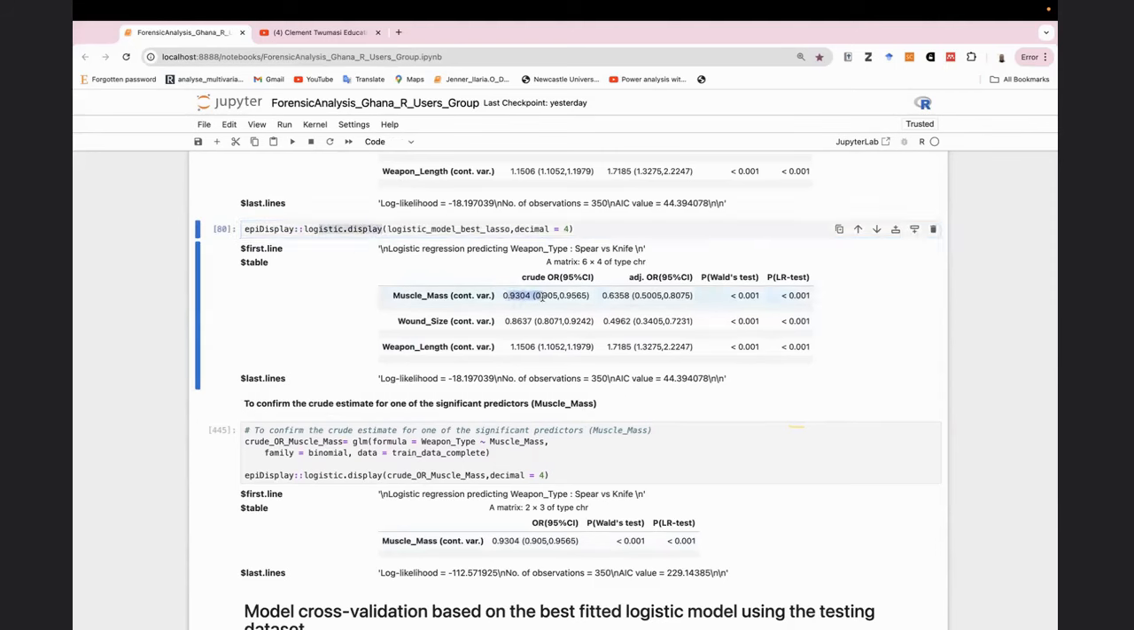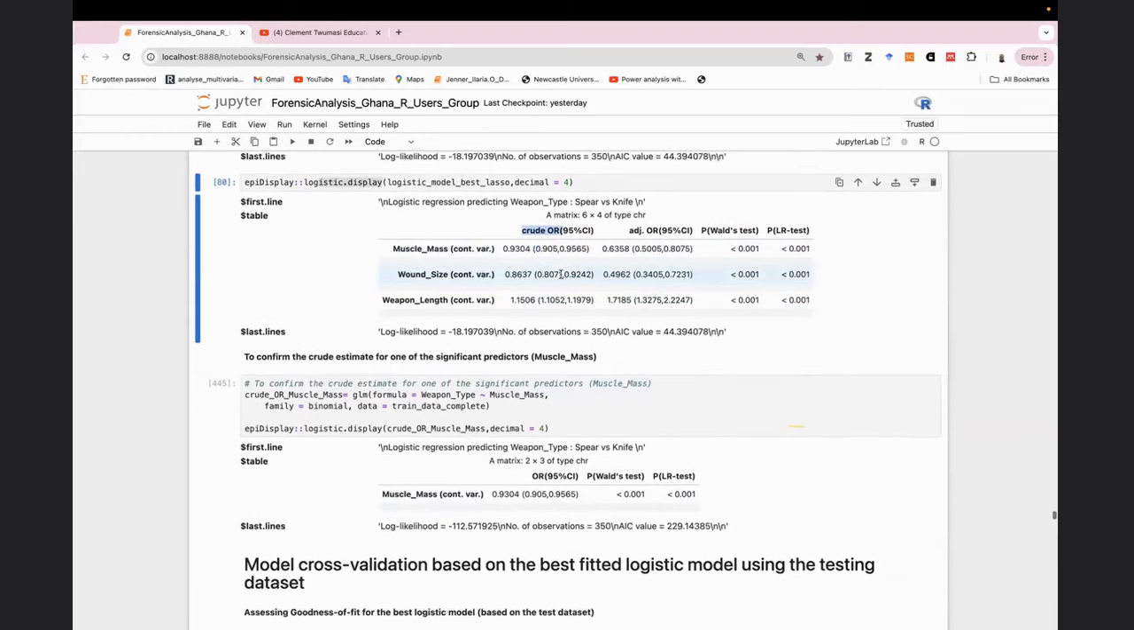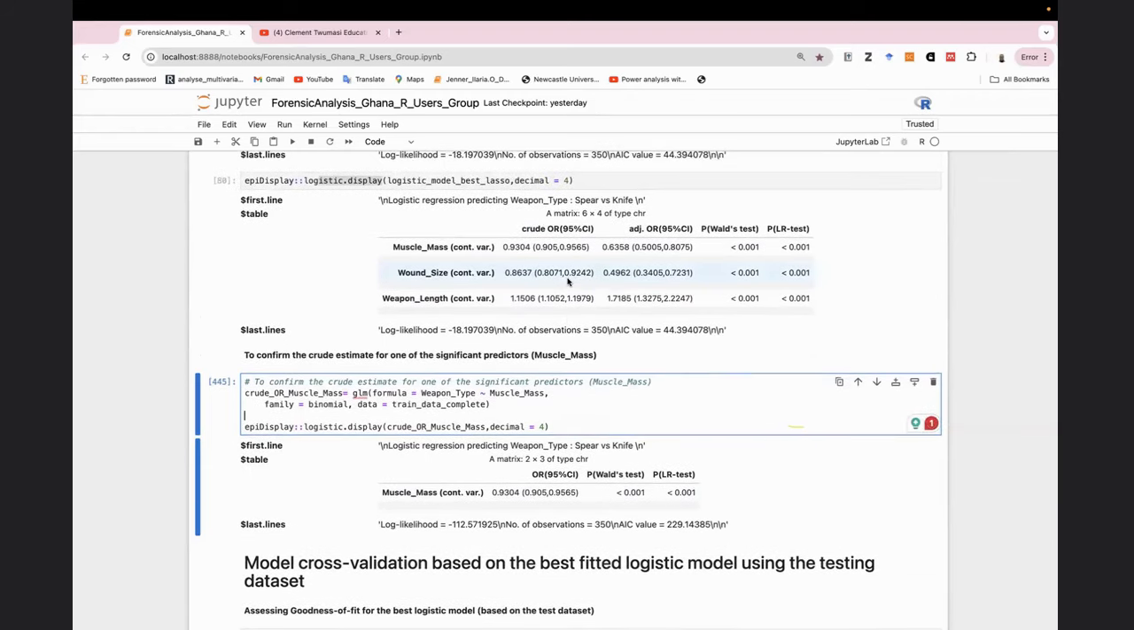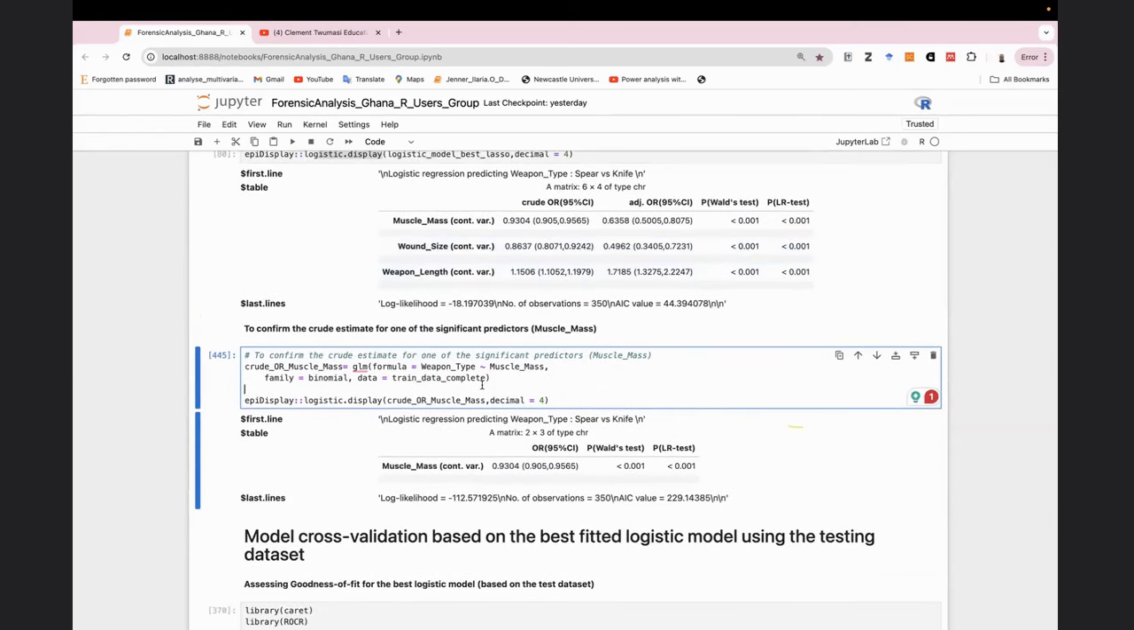For the crude, I said the crude is when you had considered only, let's say, muscle mass in the model without adjusting for anything. So the crude odds ratio is another name for the unadjusted odds ratio. All right. And the person who asked the question on why we are reporting on the spear, like I said, is because we kept knife as reference. If we had kept the spear as reference, then our interpretation would be the weapon being the knife relative to the spear. Okay, so don't forget that.